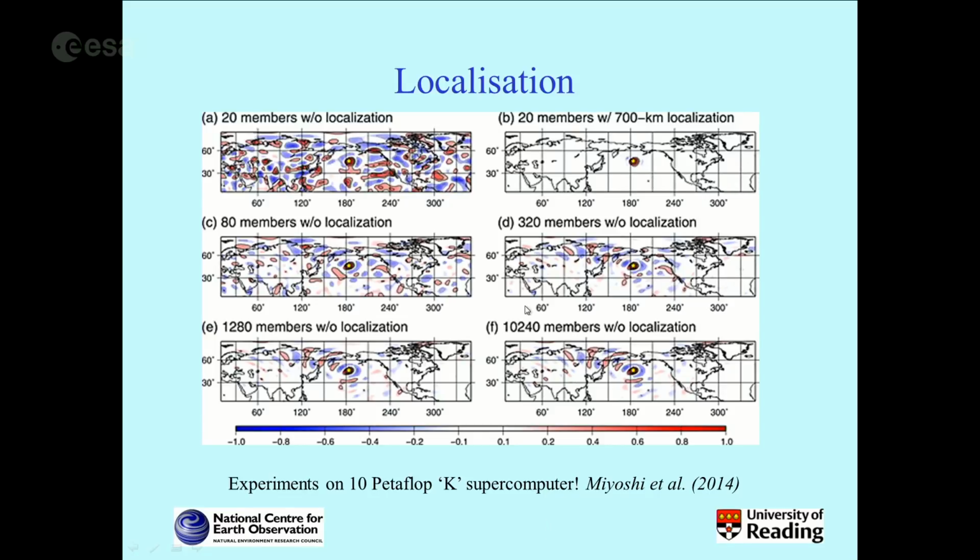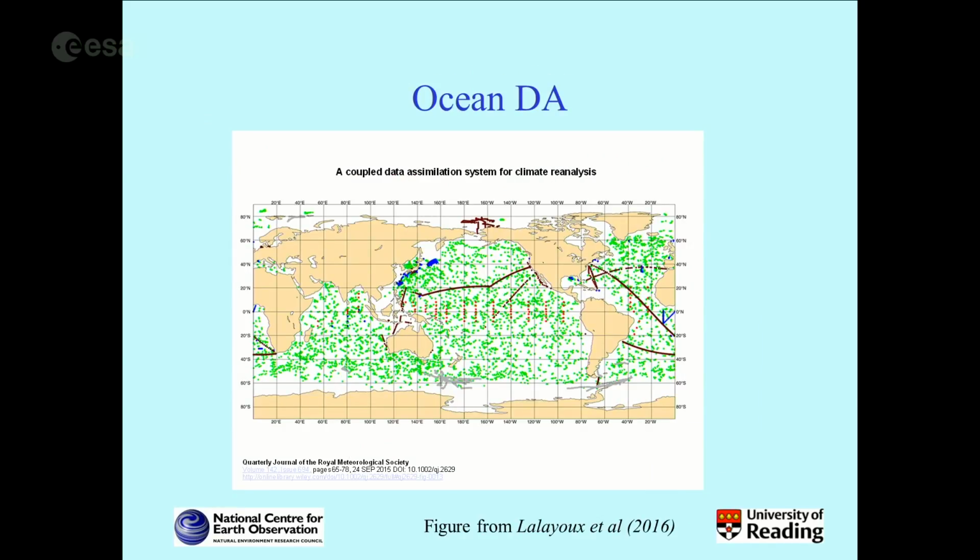So in practice, we're never going to be able to run this number of members. So how can we do the localization in an intelligent way so that we keep this kind of structure rather than this kind of structure? And that is something, again, which is an open question as to how best to do this in practice. That's all on weather prediction.